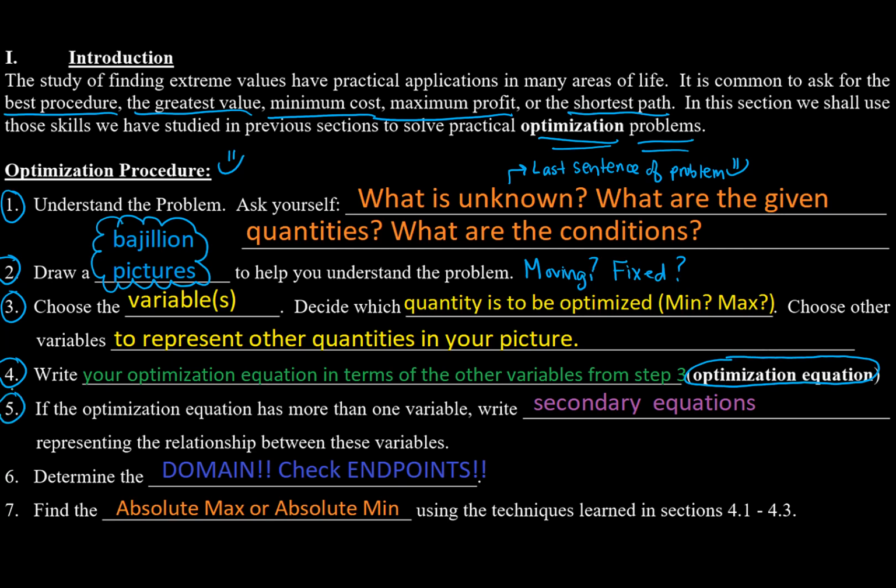If the optimization equation has more than one variable, in step 5, we're going to write secondary equations representing the relationship between these variables. We're going to use these secondary equations, much like we did in previous story problems, to pare down the number of variables in our problem.